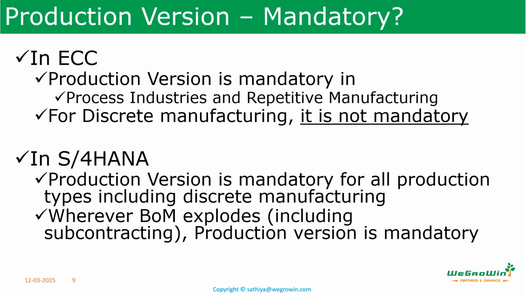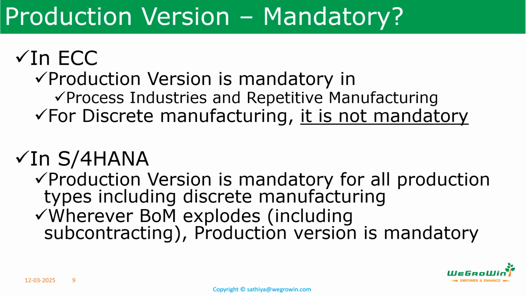Now coming back to production version, whether in ECC or S4 HANA, production version may be quantity range specific also. For example, you can create a production version where the quantity is between 1 to 1000 pieces. Another production version may be for quantity more than 1000 pieces. I told you the example, old line, new line. In the old line, I will be producing the small quantity. In the bigger automatic line, I will produce more quantity. I will have two different production versions according to this.